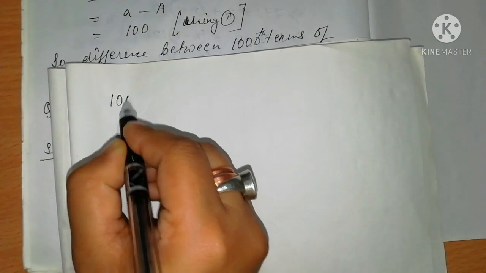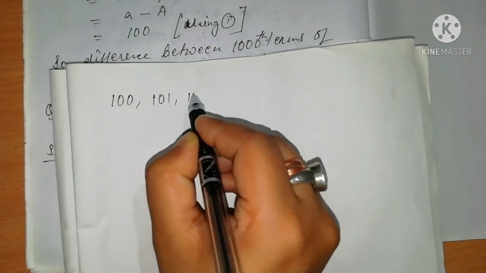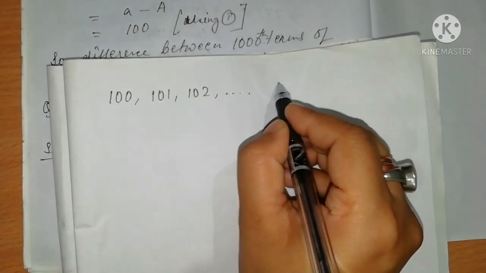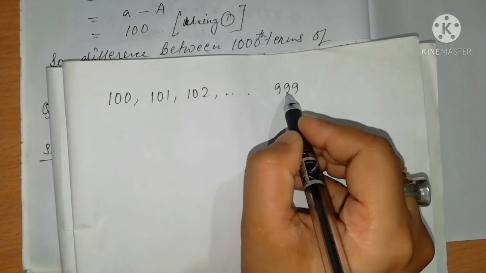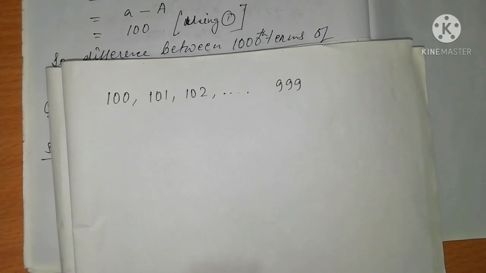So as we know that the three-digit number will start with 100, 101, 102. It will be going on till the last three-digit number, which is 999. So these are the three-digit numbers. But we need to find out which three-digit numbers are divisible by 7.